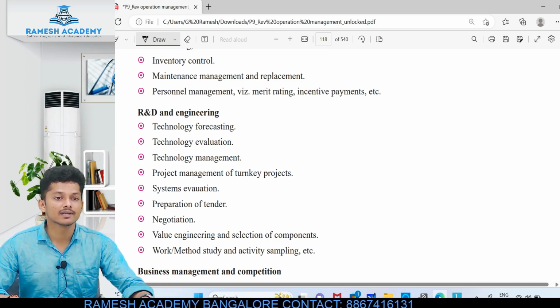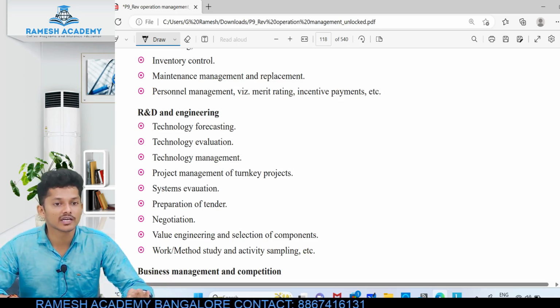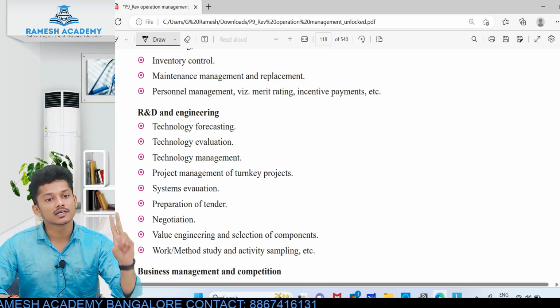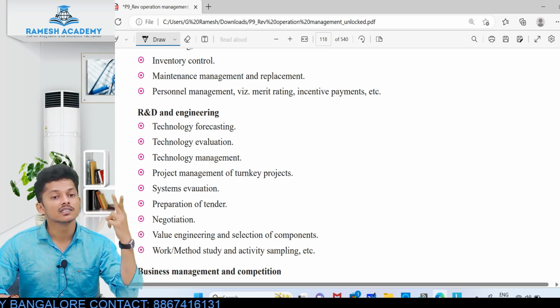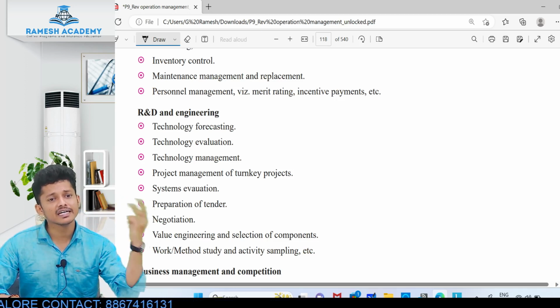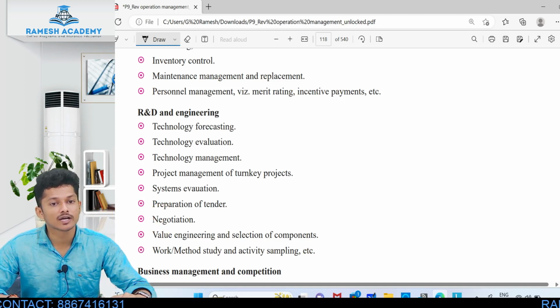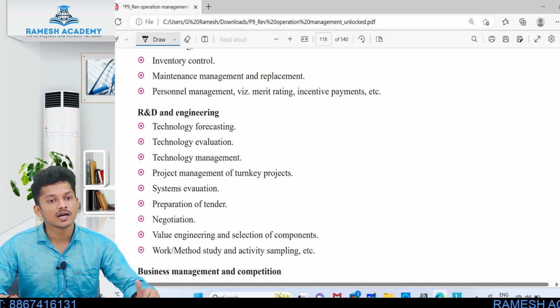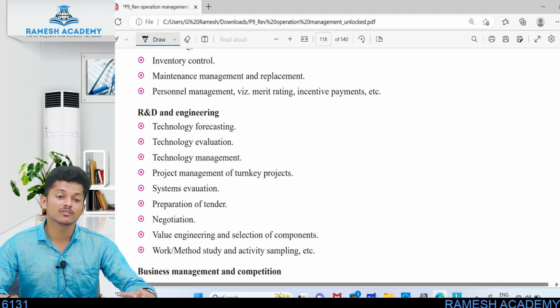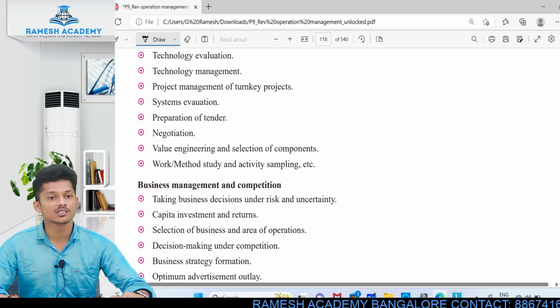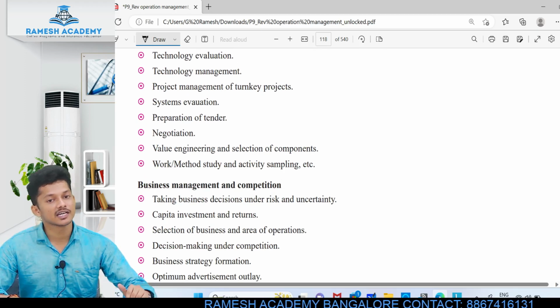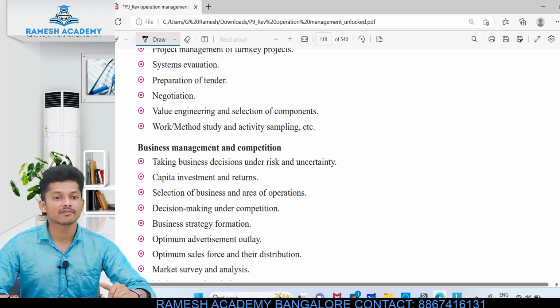Next, R&D is nothing but research and development and engineering. This is the fourth area. First area is national planning and distribution. Second, national planning and budgeting. Second area is defense. Third area is industrial field. And fourth area is R&D, that is technology forecasting, predicting the technology for the future, and technology evaluation, which technology will be evaluated according to the upcoming generations. And then technology management, project management of turnkey projects, system evaluation, preparation of tender, negotiation, which are transferable, then value engineering and selection of components, work method study and activity sampling, etc.